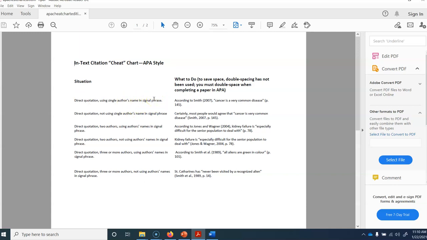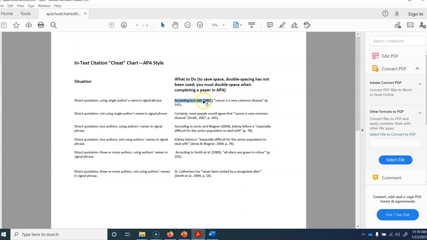So again, remember, we always need to integrate the information. So I'm going to use the author's name here. Here's what I would do. I would say, according to Smith, that's my author's last name, quote, cancer is a very common disease, unquote.